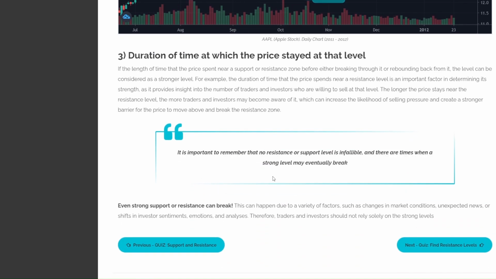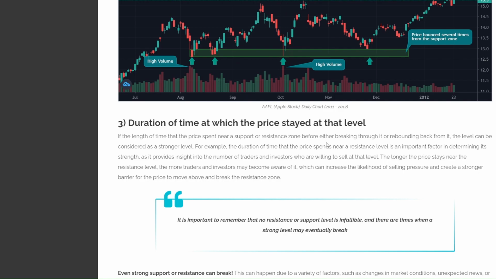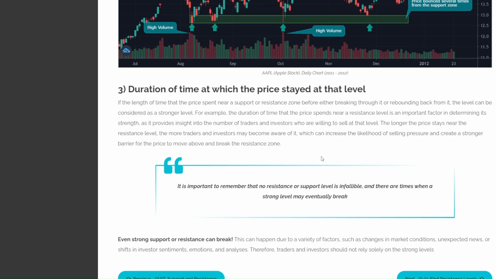But more importantly, you need to remember that no resistance or support level is infallible, and there are times when a strong level may eventually break. It doesn't mean that a strong level might not get broken. Sometimes they can break, but it is important that before that breakout, you find them and possibly utilize them in your trade.